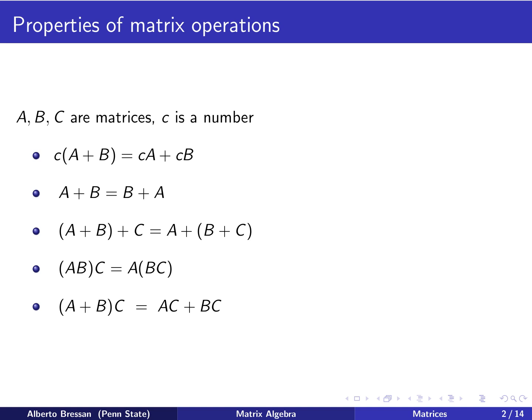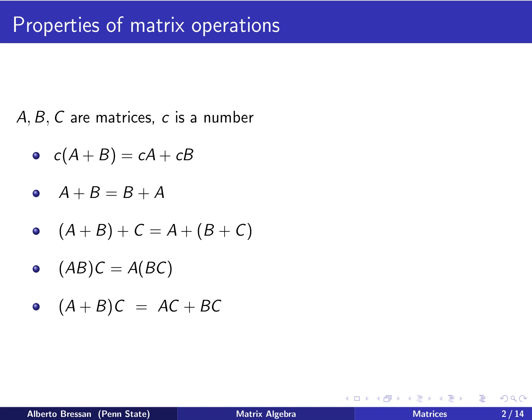Now first, let's go through some properties of matrix operations. Here I denote capital A, B, and C as just 3 matrices with the correct size, of course, to allow the operations I'm carrying out. And little c is a number. The first property is the distributive property. If I do A plus B and multiply by a number c, this is the same as multiplying c on each of A and B and then adding them up afterwards.